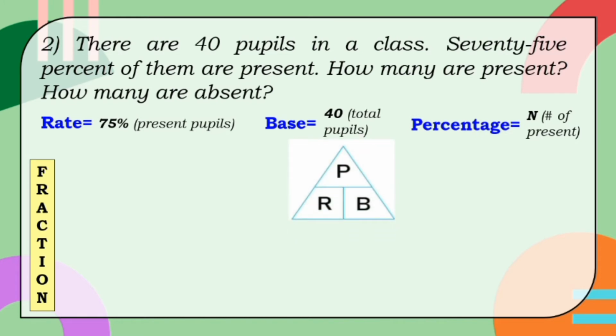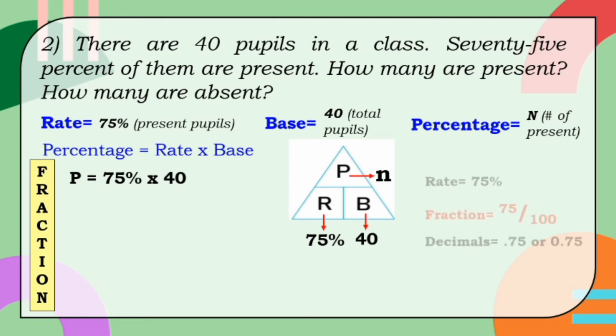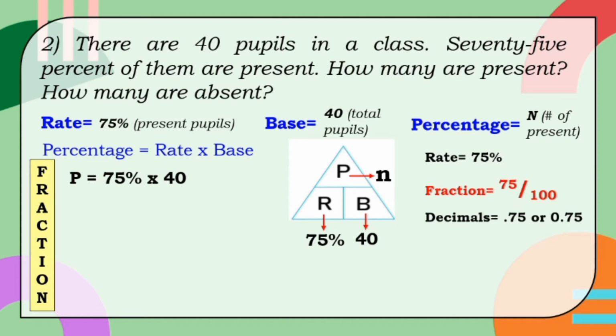Using Tatian's triangle, R is 75%, B is 40, P is N. So, the formula is percentage equals rate times base. Let P be the percentage, so P equals 75% times 40. Since fraction ang ating gagamitin, convert natin ang 75% sa fraction. So, we have 75 over 100. P equals 75 over 100 times 40 over 1. Nilagyan lang natin ng 1 ang whole number na 40 para maging fraction.